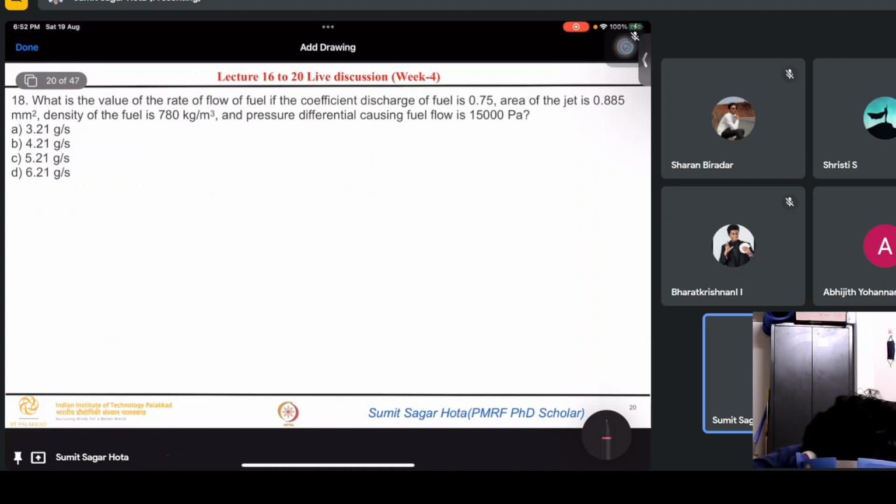What is the value of the rate of flow of fuel if the coefficient of discharge of the fuel is 0.75, area of the jet is 0.885 mm², density of the fuel is 780 kg/m³, and pressure differential causing the fuel flow is 15,000 pascal? So what we need to find is the rate of flow of fuel. Let's see what things are given.